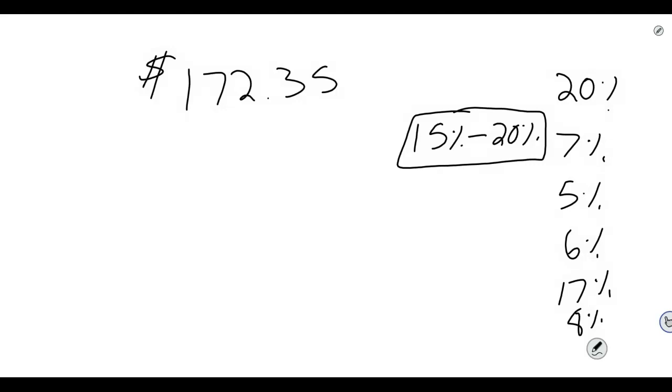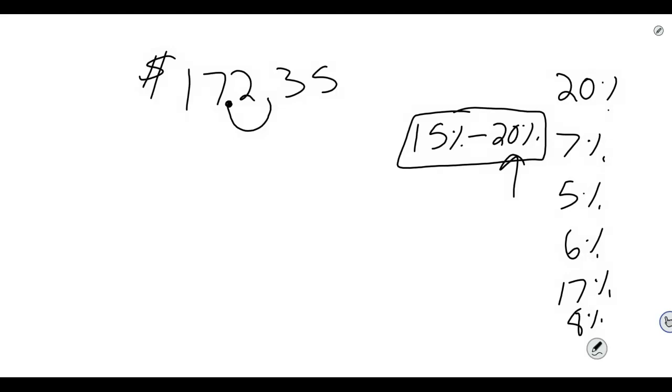We have a $172.35 bill. We want to tip 20%. Without using a calculator, you can figure this out, or at least estimate. If I swoop my decimal point one time to the left, I have $17.24.